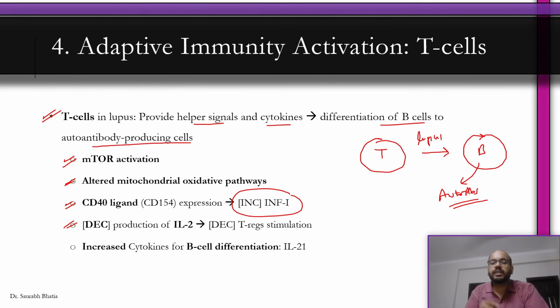These T cells show decreased production of interleukin 2, and because we have told you that interleukin 2 is important for T regulatory function, IL-2 is decreased, T regulation is decreased. If T regulatory cells are like the class monitor, and they are decreased, they are not able to take care of the inflammation, and the inflammatory pathway goes unhindered and unstoppable. Clear? And these T cells in lupus can increase the cytokines for B cell differentiation like IL-21, etc. So they can overstimulate B cells in such a way that they start secreting autoantibodies. Clear? Let's move forward.